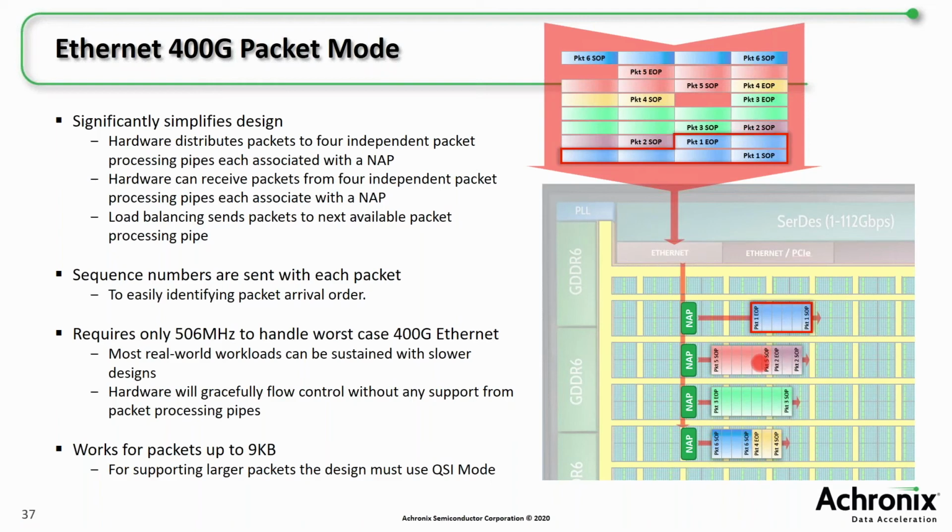Because of this packing of data, we now require only 506 megahertz to handle the absolute worst case 400 gigabit per second Ethernet traffic, which includes the worst case interpacket gap, the standard preamble, and the worst case packet size. The hardware that we've implemented will gracefully implement flow control without any support from the packet processing pipelines. And we've implemented it such that it works with jumbo packets in excess of 9 kilobytes per packet. For packets that are larger, we have another mode we call the quad segment interface mode, and that's also supported for traditional designs.